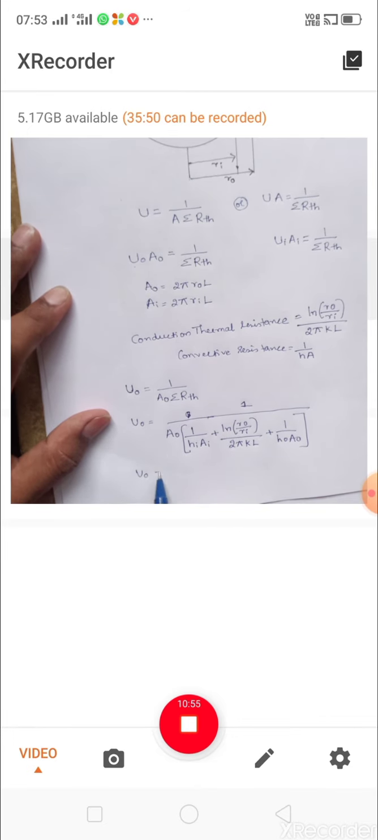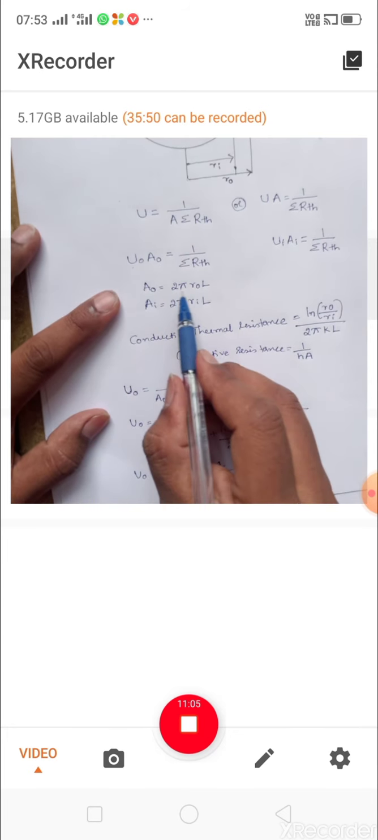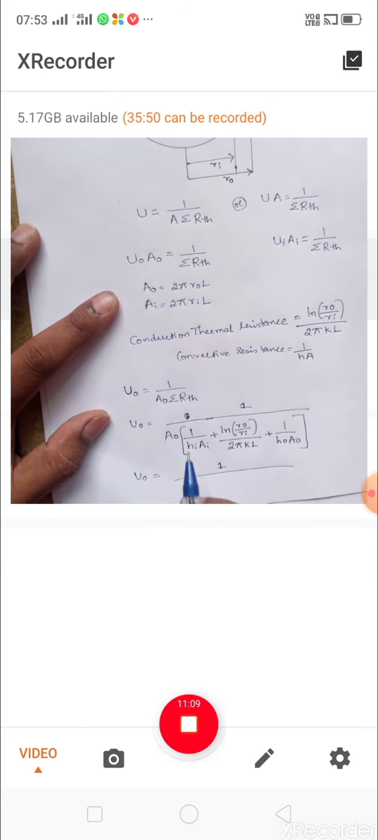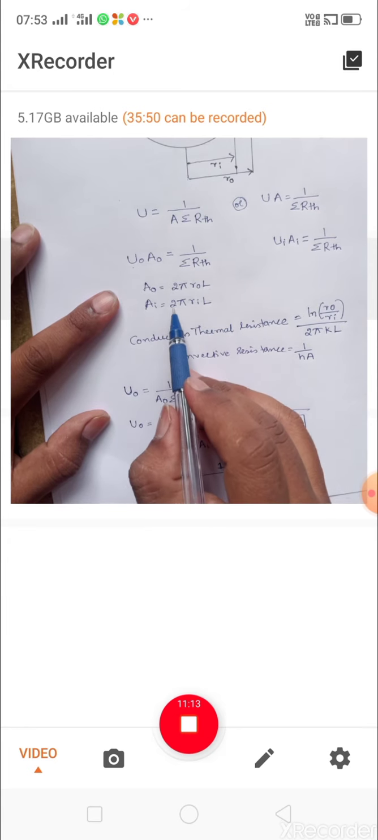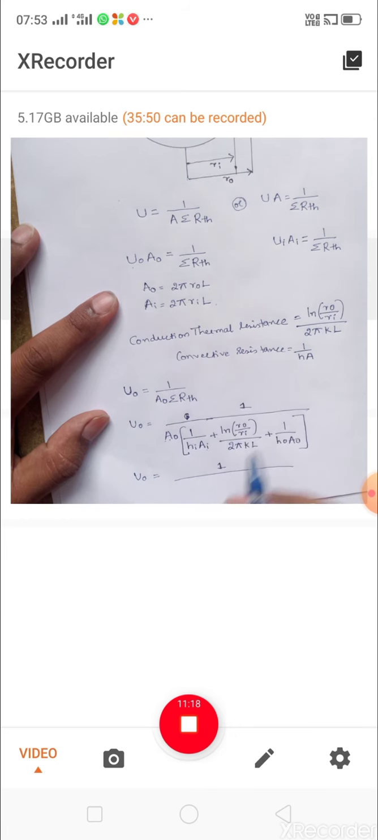Where U naught is equal to 1 divided by, so A naught divided by Ai, where A naught is given by 2 pi R naught L, and Ai is given by 2 pi Ri into L. If I take A naught divided by Ai, this 2 pi L gets cancelled. The only term that remains is R naught divided by Ri.